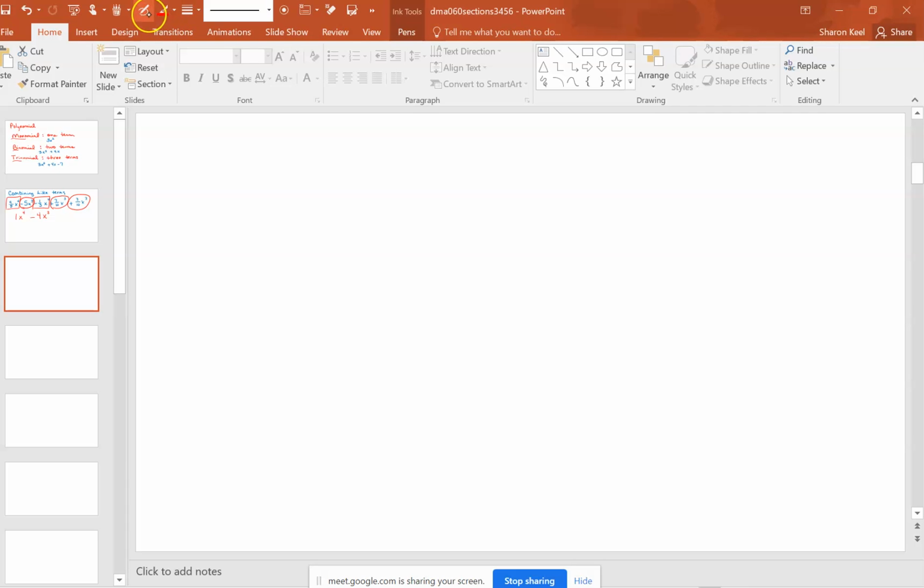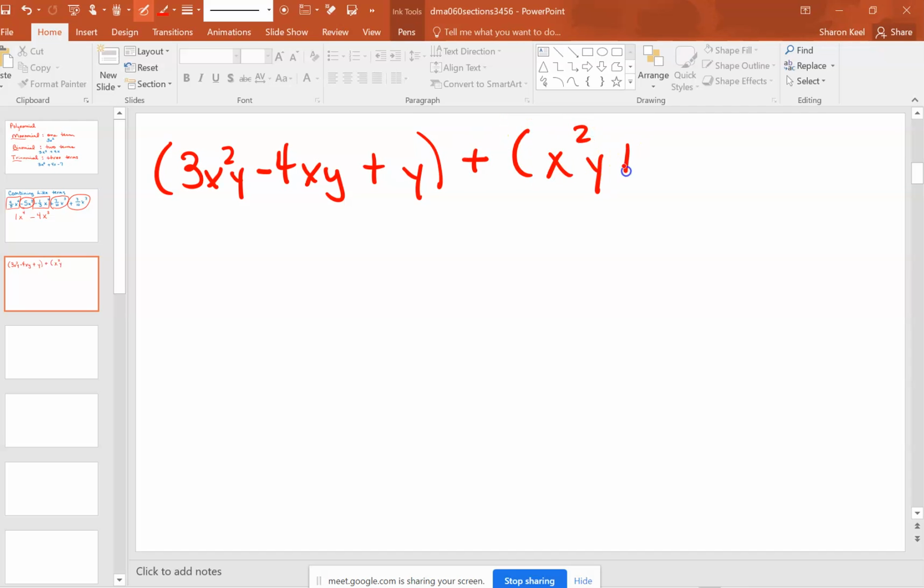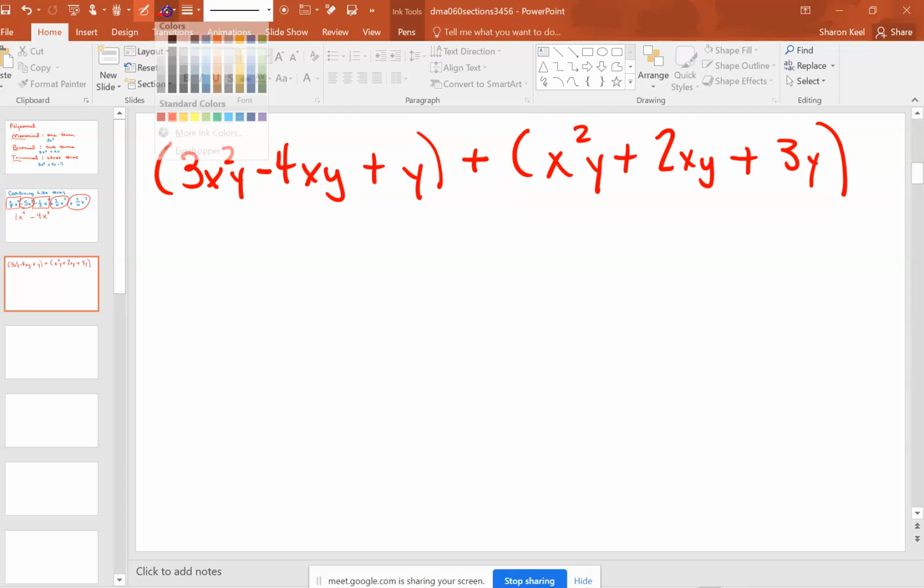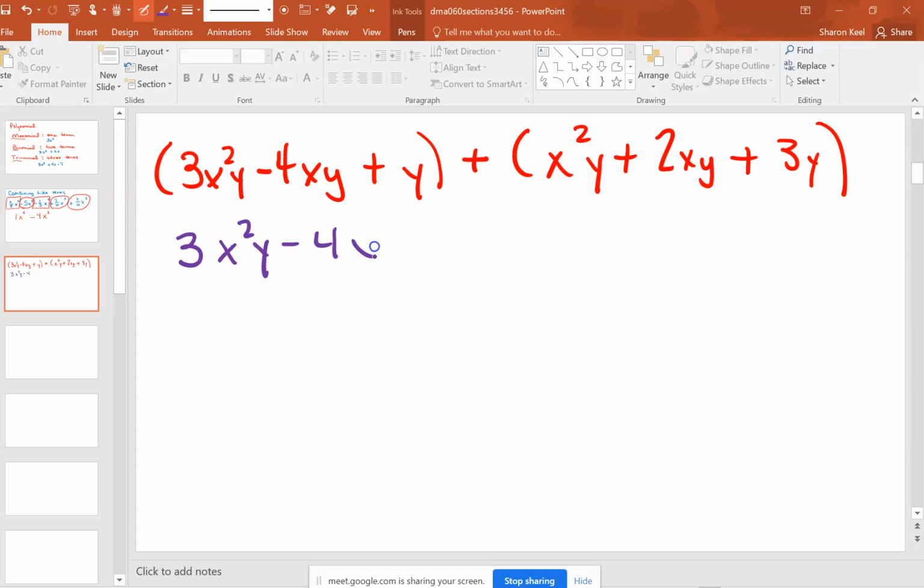On problem number 2, we are given 3x squared y minus 4xy plus y. We're going to add to it x squared y plus 2xy plus 3y. When you have an addition problem, you may rewrite the problem and just drop the parentheses, because if it's addition, none of the signs are going to change. So this is what you would see on the computer or in your workbook. When you write it on your paper, you just write it without the parentheses.